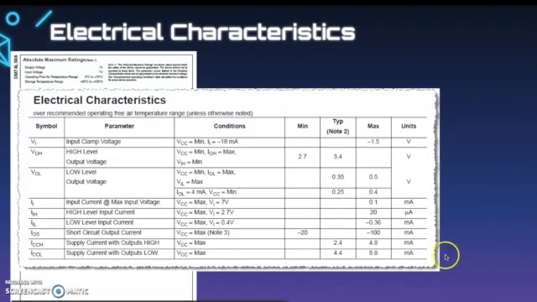And then we also have our electrical characteristics. So these are the characteristics of what is happening inside of this component. And these are all of the things that we would have to keep in mind as we were setting up the circuit board, if we were actually soldering these into a circuit board.